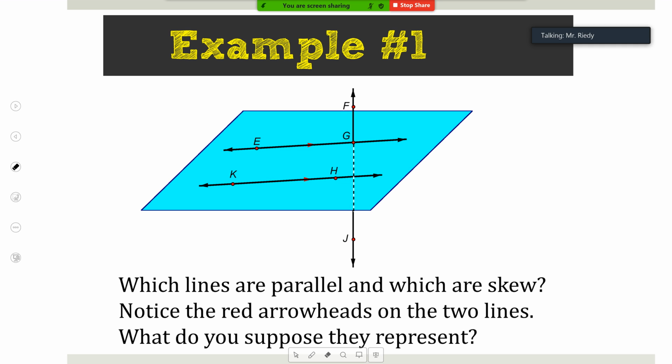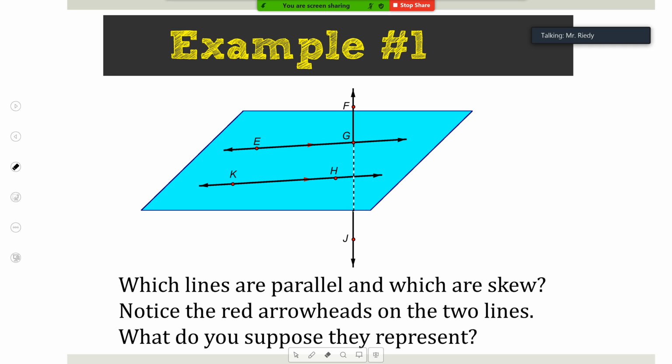Charlotte, which lines are skew? I think EG, maybe EG and KH. No, those are the ones we just talked about. Those are parallel. Okay, well, I'm trying to think like the lines that don't intersect, which would be parallel lines, but those don't work, right? Correct, because they're parallel. So let's back up, Charlotte. Which lines intersect? FJ and EG. Perfect.